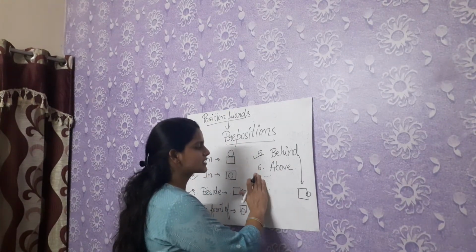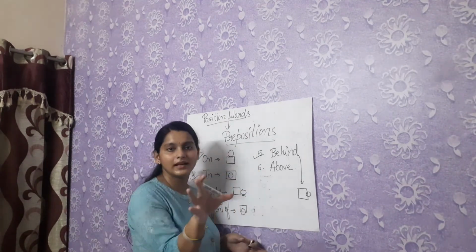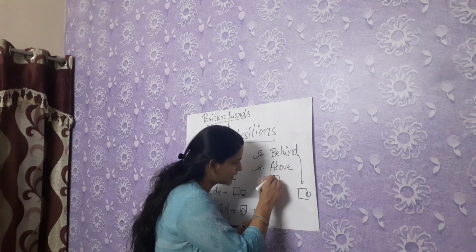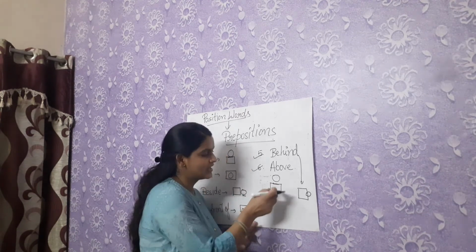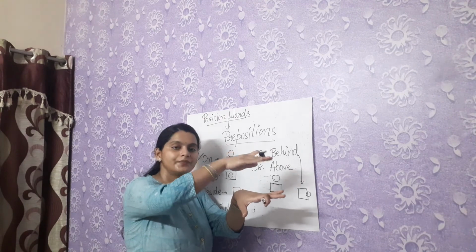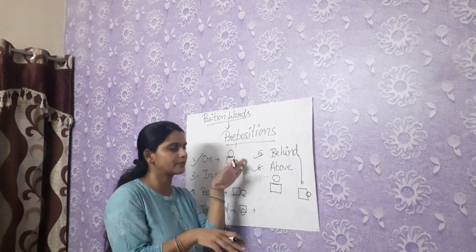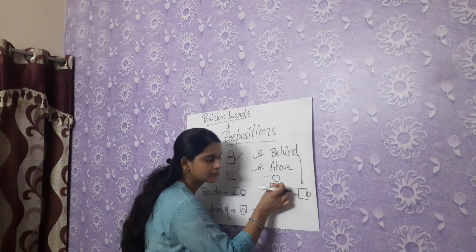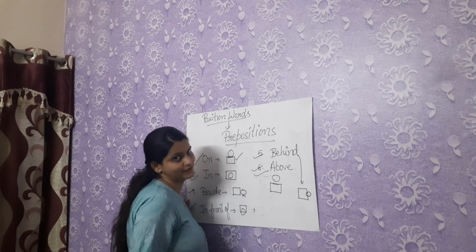The sixth one is above. There is a lot of confusion between on and above. Let me clarify; it is very easy. Suppose the box is here and the ball is here. The ball is above the box means the ball is not touching the surface of the box. When the position is fixed and the object is touching the surface, we use on. Otherwise, when the box and the ball are not touching, we use above.